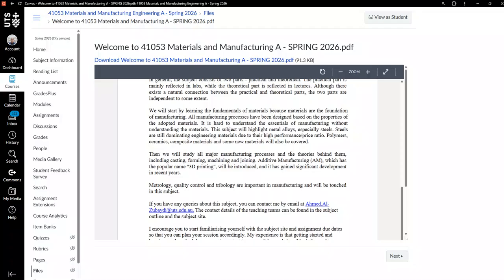We study the major manufacturing processes and the theory behind them, like casting, forming, machining, and joining. Additive manufacturing will also be covered, which is a very popular name, as you know, for 3D printing. I'm also going to teach you about CAD/CAM and CNC machining, including how to write a code for CNC machining, and this will be part of the mini project report we're going to have by the end of the semester.